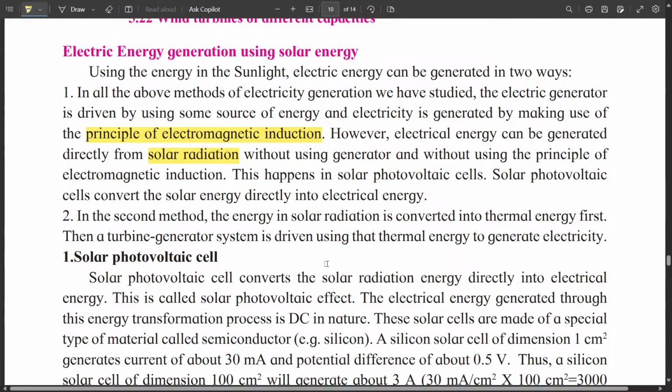In the second method, the energy in the solar radiation is converted into thermal energy first. Then a turbine generator system is driven using that thermal energy to generate electricity. So the first type of solar electricity is the solar photovoltaic cell.